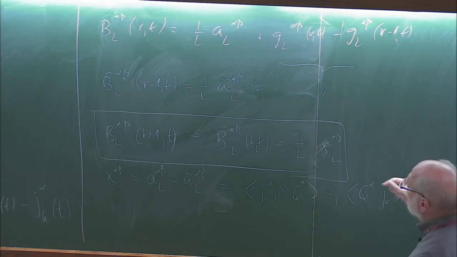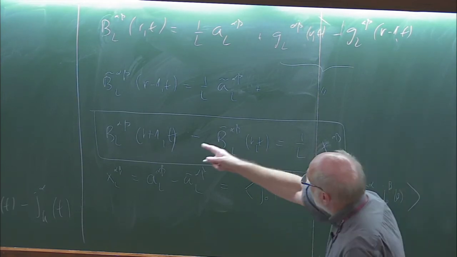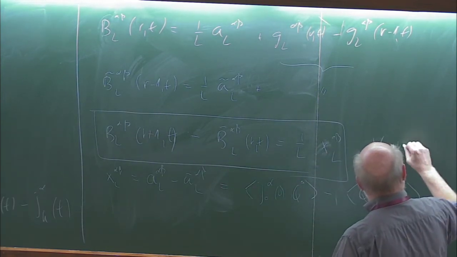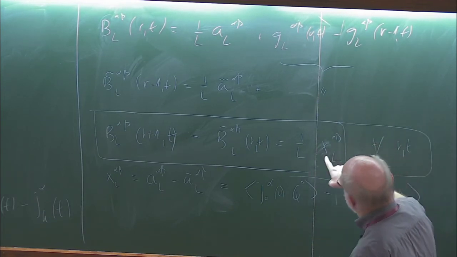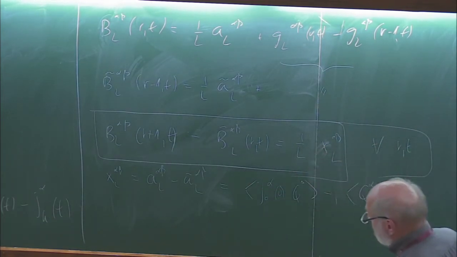And important, this is true. So this is a constant for all R and T, right? So there's a constant. This does not depend on R and T, the left-hand side, this difference. So still no assumption at all, right?